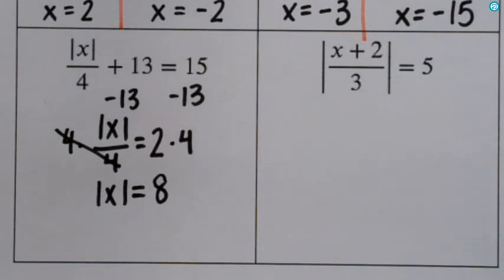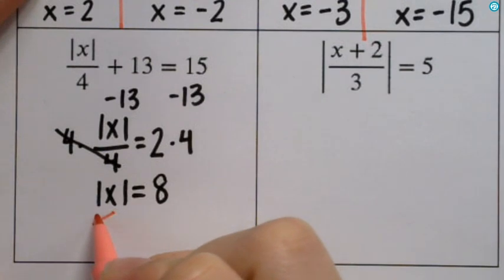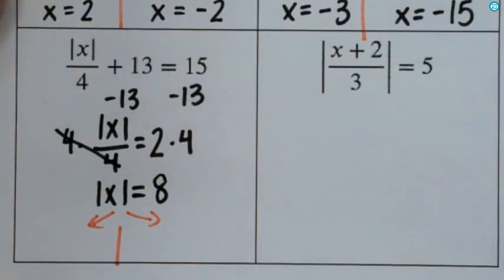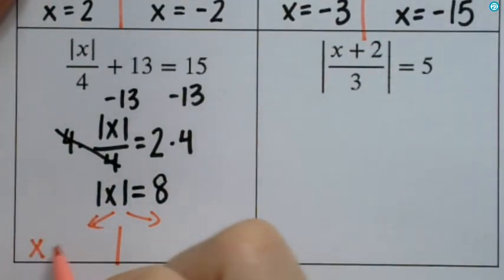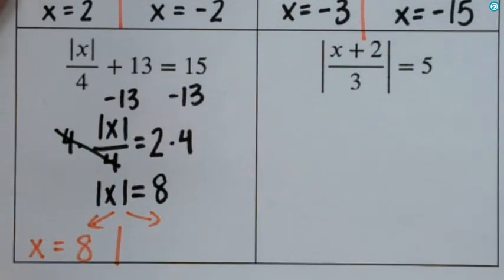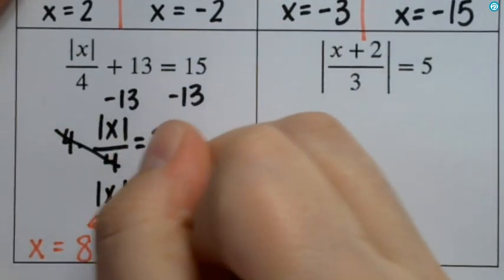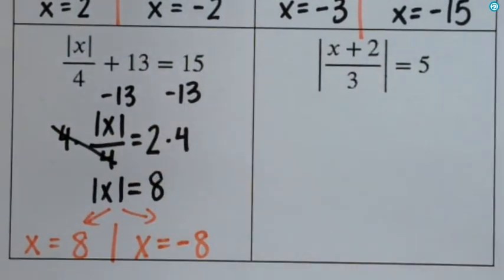And then finally, our absolute value is alone. It's isolated. So now is when we get to split. So we will split, and we will have x equals 8. We will have x equals negative 8. And then we're done, because x is by itself as soon as we split. So sometimes you'll split in the middle, but sometimes you won't split until the very, very end.